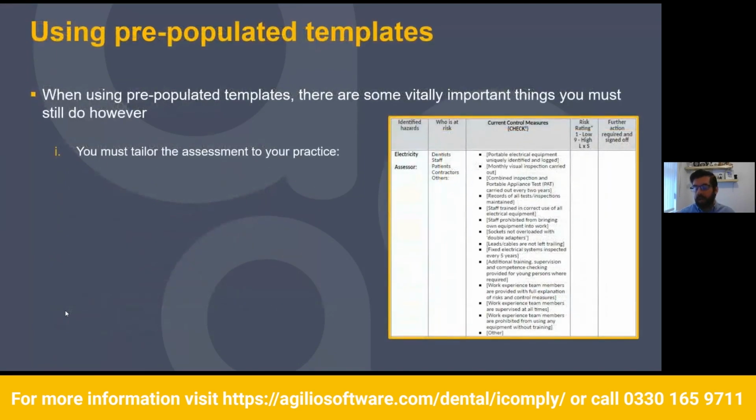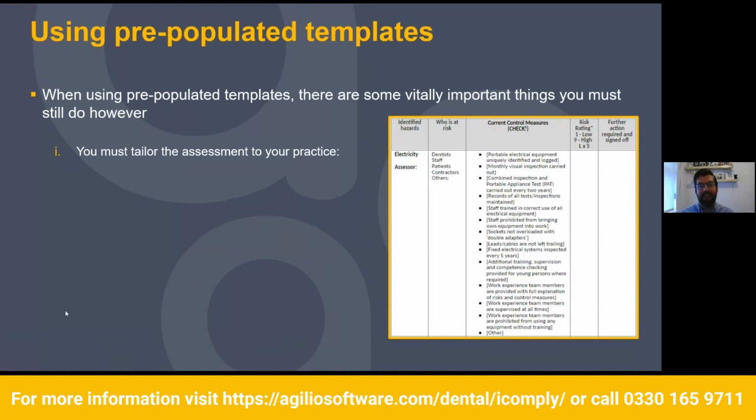When you do use a pre-populated template, it is very, very, very important. I can't stress enough how important that you review that template and bespoke it to your practice. As a provider of templates, it's important to understand that we as the provider, whether that's us or another company, we haven't necessarily been to your practice. We haven't necessarily seen your layout, how you operate, how you do things. So everything that is put onto those templates is guidance.